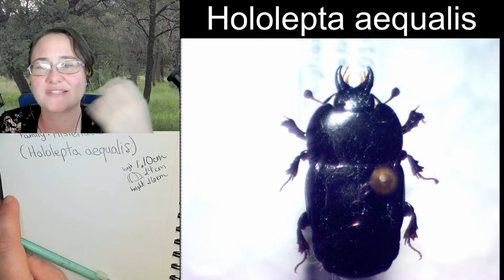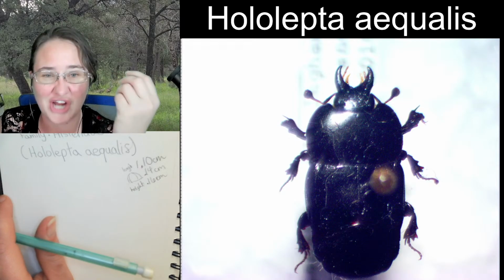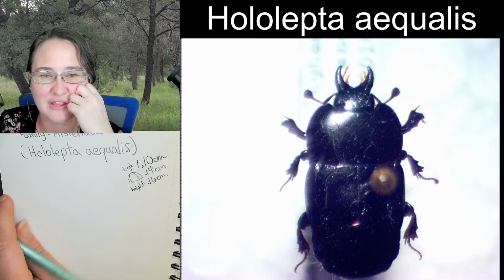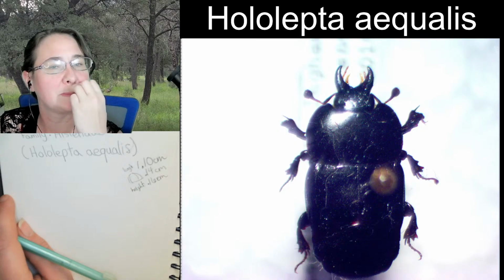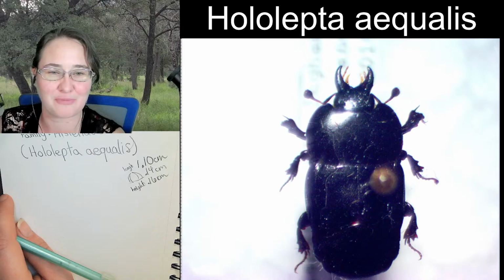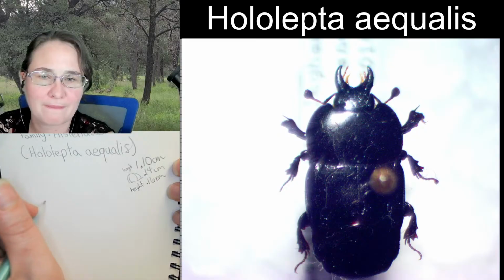One of the things that I think about when I'm first starting to draw this is that the pronotum is giant. This beetle is pretty wide, very, very stout. The width of the head is only about a third of the width of the body. Maybe a little less than that.